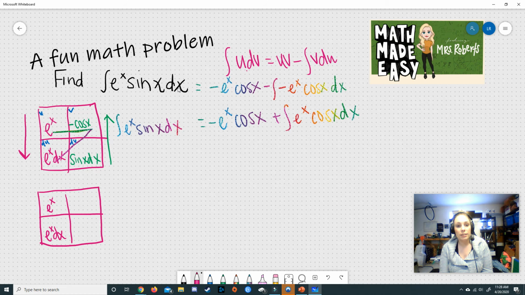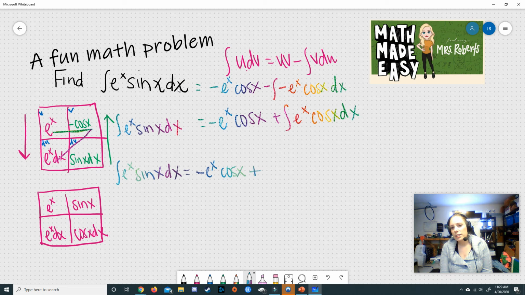My dv would be cosine of x dx, meaning that my v is sine of x, because the derivative of sine of x gives us cosine of x. So now we're ready. We are going to multiply this way and then down like that. So the integral of e to the x sine of x dx equals negative e to the x cosine of x minus, now I have to, I guess plus, because that's a plus sign there. Now I have to actually do this piece of it.